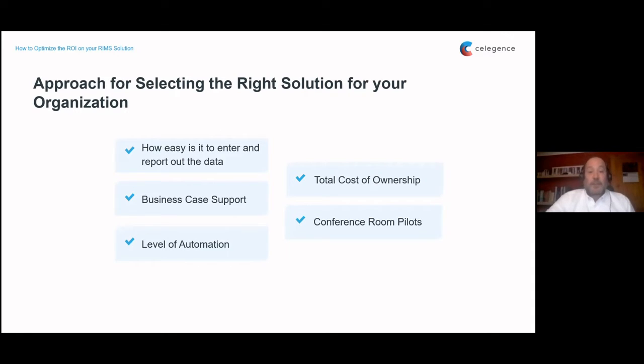Conference room pilots, I think, is key for getting your users on board with the system as early as possible. I would highly recommend performing conference room pilots. This allows the users to get actual hands-on experience with the tools rather than relying on screenshots and demos run by the vendors themselves. It's the only real way that the users can actually get the hands-on experience themselves within the system. Will you be able to truly find out the usability of the system?